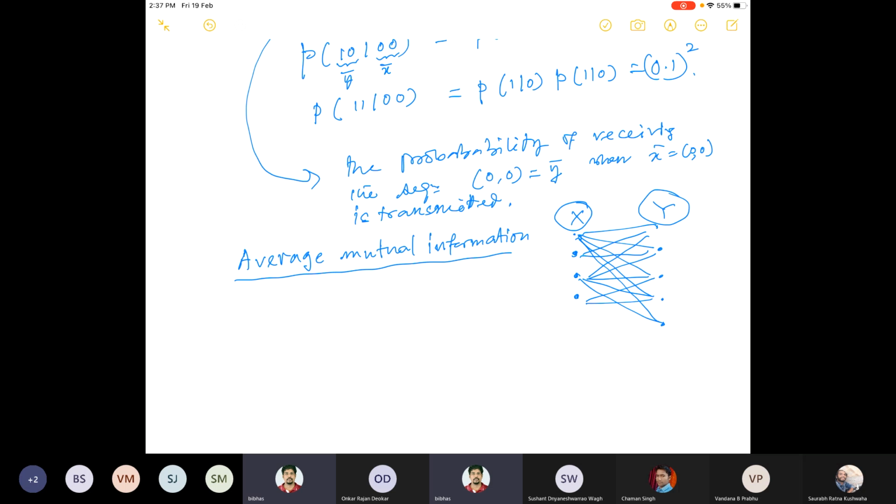So what was the average mutual information of two random variables? What does it mean? If I just ask you what is the average mutual information between two variables, x and y, where x is a possible input and y is a possible output, what was I(x;y)? What was the meaning?